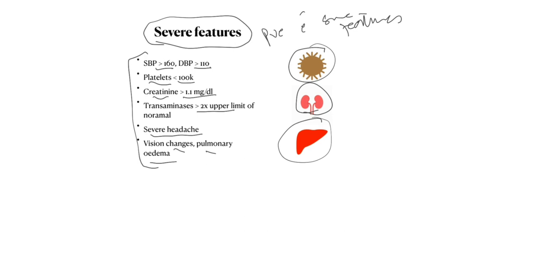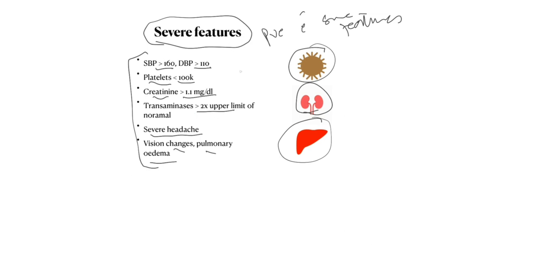So if these features are present, then it is termed as preeclampsia with severe features, and it is important to recognize these findings, because the management is different. The management for simple preeclampsia, where there are no severe features, and preeclampsia with severe features is different. So that's why we need to know these features.